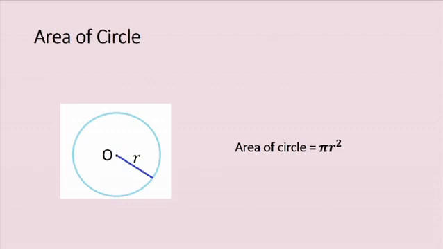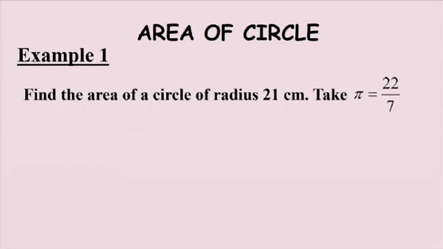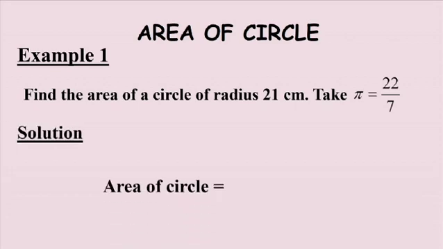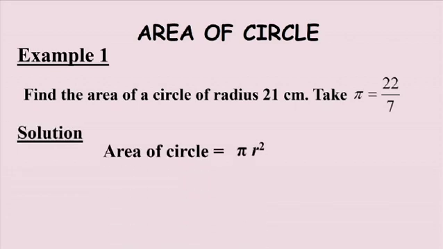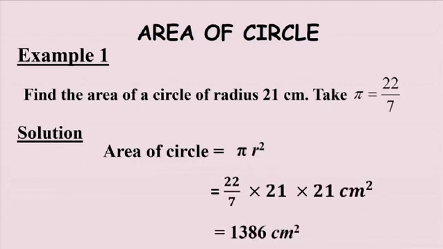We now move on to area of circle. So the area of a circle will be given by pi r square, where r is the radius. Let us look at this example. Find the area of a circle of radius 21 centimeters. Here you need to take pi as 22 over 7. So area of circle is given by pi r square. I will have 22 over 7 times 21 times 21, which is 1,386 centimeters square.